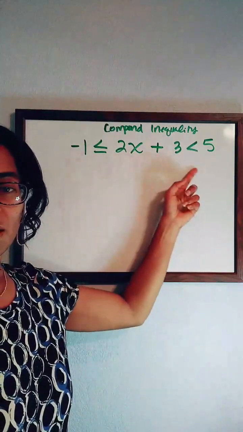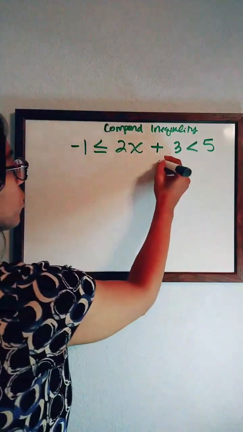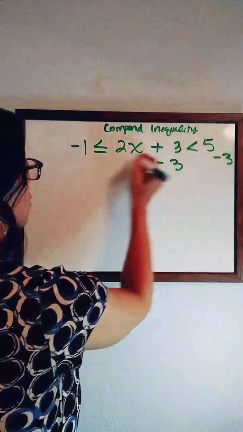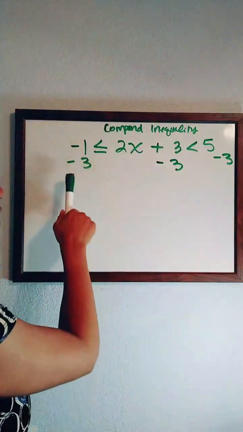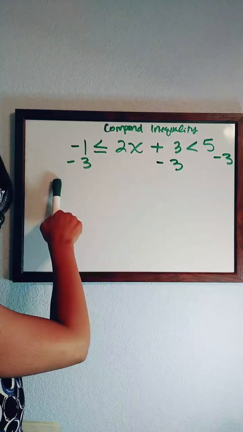X is already isolated. Okay, so let's go ahead and subtract 3 from everywhere. Subtract 3, and subtract 3. So this first position would be what? I have -1, -3, which gives me how many total negatives?